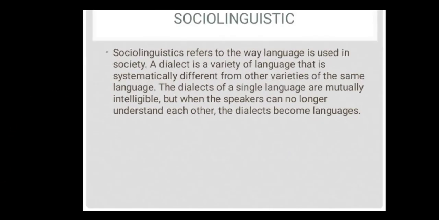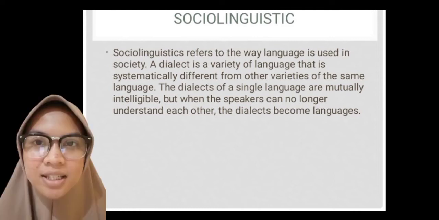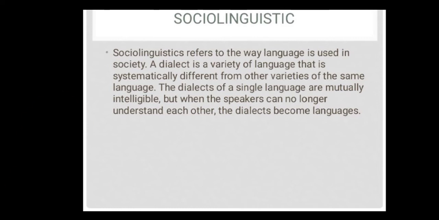And the last branch of linguistics is sociolinguistics. Sociolinguistics refers to the way language is used in society. A dialect is a variety of language that is systematically different from other varieties of the same language. The dialects of a single language are mutually intelligible, but when the speakers can no longer understand each other, the dialects become languages. Geographical regions are also considered when dialects become languages.